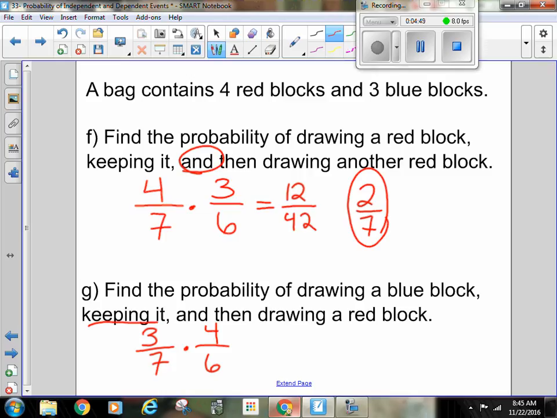So we have 4. So we are going to multiply straight across again because of the word and. And we get 12 over 42, which we saw in the last example, we know is going to reduce to 2/7. So drawing a blue block, keeping it, and then drawing a red block is going to have a probability of 2/7.